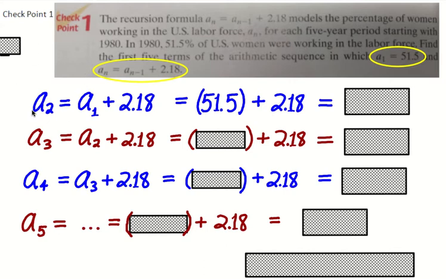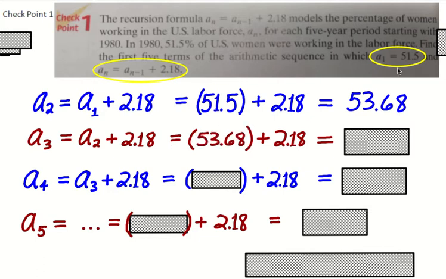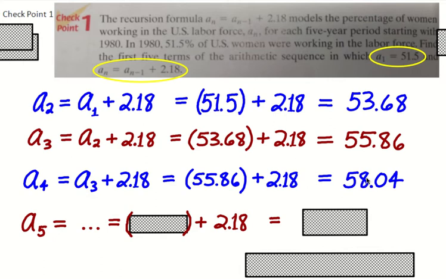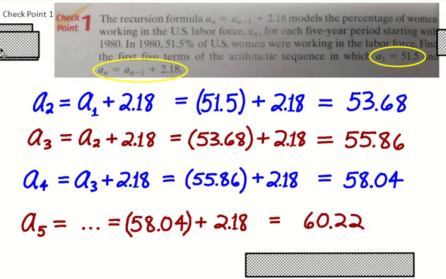So to find the second term, it just ends up being the term before it plus 2.18. And the third term ends up being the term before it, 53.68, plus 2.18. And so the next time we're going to plug in 55.86 to get that. And then the next time we're going to plug in 58.04 to find the next term, because the next term is always based on the previous term.